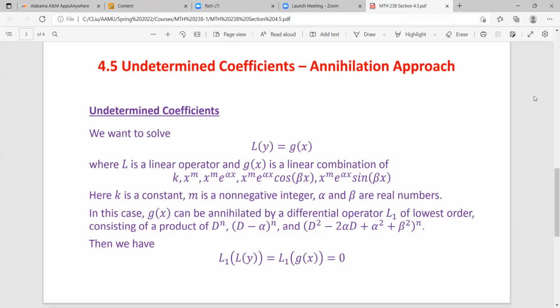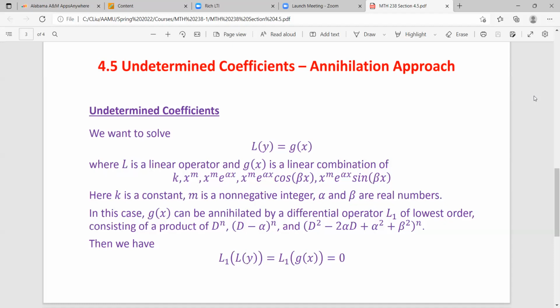But there are two different approaches. We discussed the superposition approach in 4.4. Depending on the form of the function on the right-hand side of the differential equation in the standard form, you can assume the corresponding form of the particular solution, and then with some undetermined coefficients, you just plug those forms of particular solutions into the differential equation and solve for those coefficients. That's called the superposition approach.